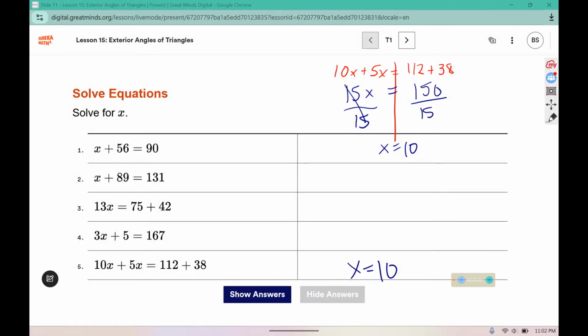In these, you are just solving for x. So if it has numbers and variables on one side, you need to separate them. So you have variables and numbers on opposite sides of the equal sign.